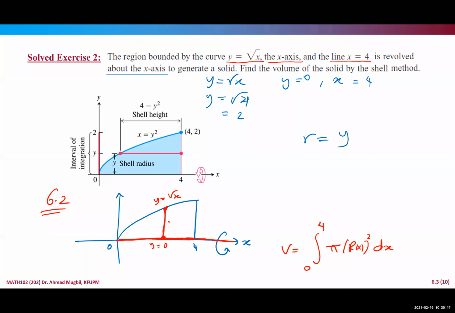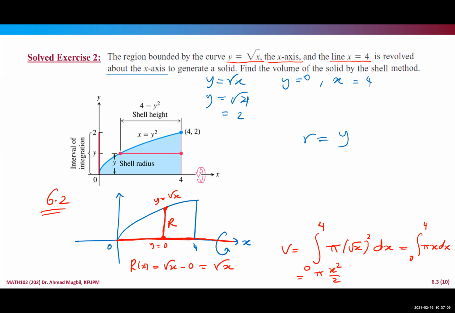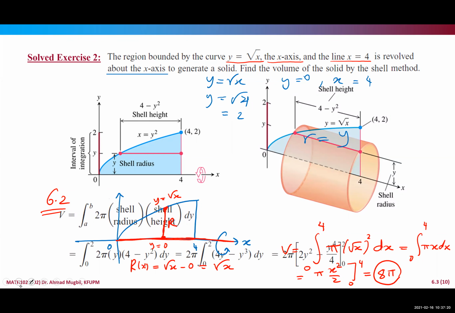And what is r capital here? R of x will be the upper curve minus the lower curve. It is square root of x. So this is just square root of x all squared. So it will be the integral from 0 to 4 of π x dx. And this is equal to π times x squared over 2 from 0 to 4. What is it? It is 16 over 2, it is 8π. And this is the same volume, Shabab, that we found here when we used the shells method. Here it is. It is the same answer.